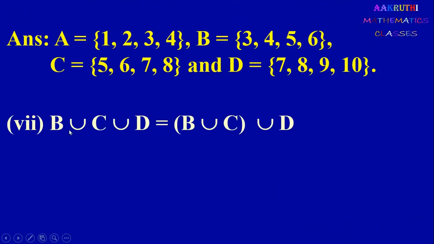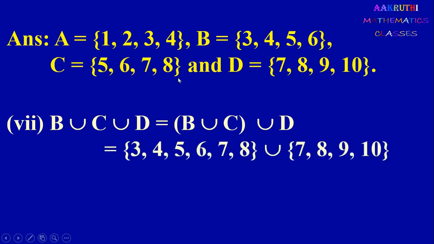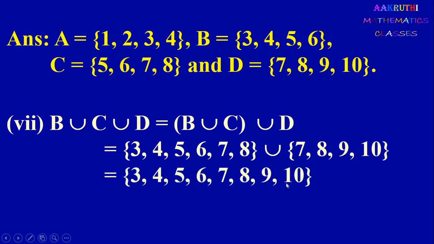Next question, it is B union C union D. It is same as (B union C) union D. First we find B union C, that is take all the elements from B and C. It is {3, 4, 5, 6, 7, 8}, union {7, 8, 9, 10}. Writing all these elements together, we get {3, 4, 5, 6, 7, 8, 9, 10}.